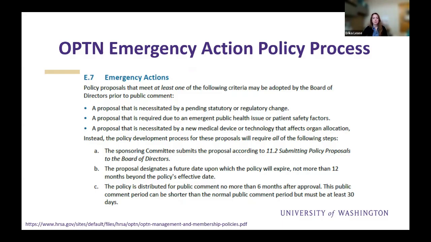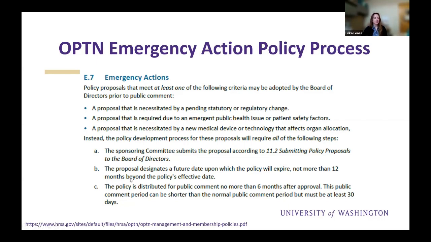Similarly, policy proposals that are due to emergent public health issues, like when we were faced with the beginning of COVID-19, we had several emergency action policies when we were all just trying to figure out how to keep transplanting during this time. Of course, any patient safety factors, and then any new medical device or technology that affects how organs are allocated and needs to be addressed immediately.